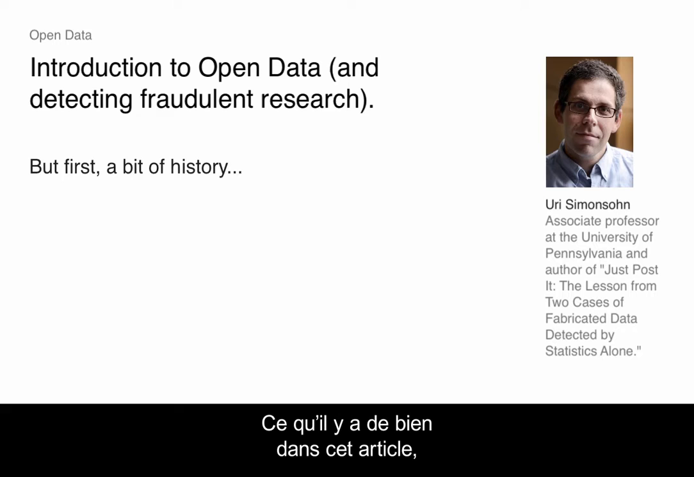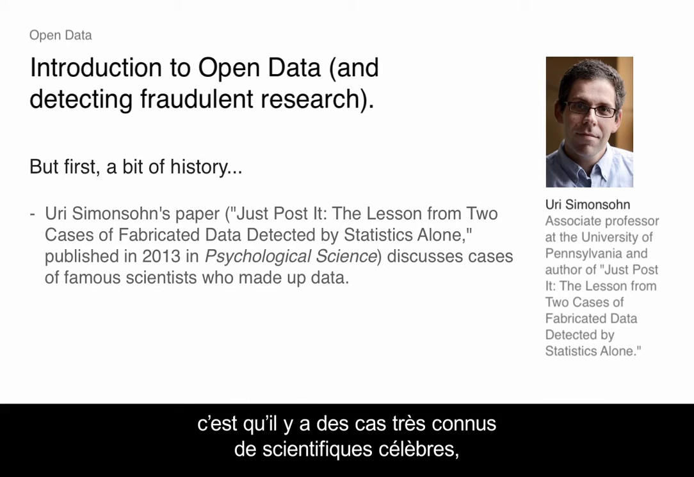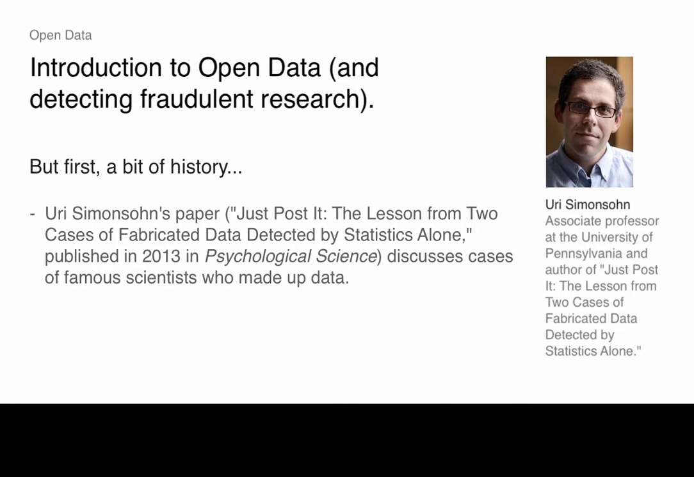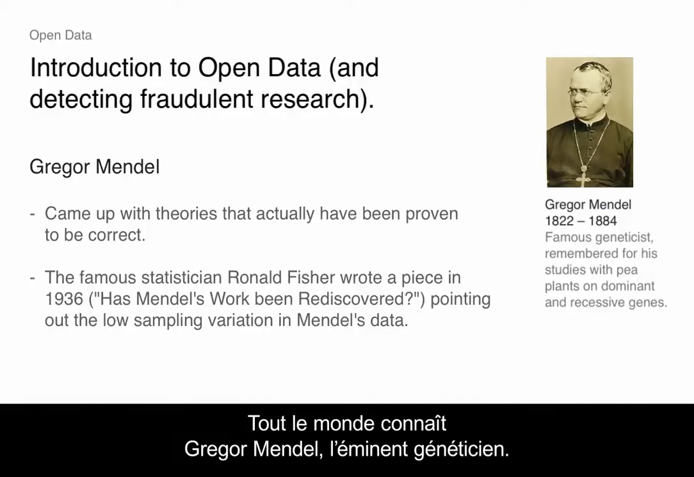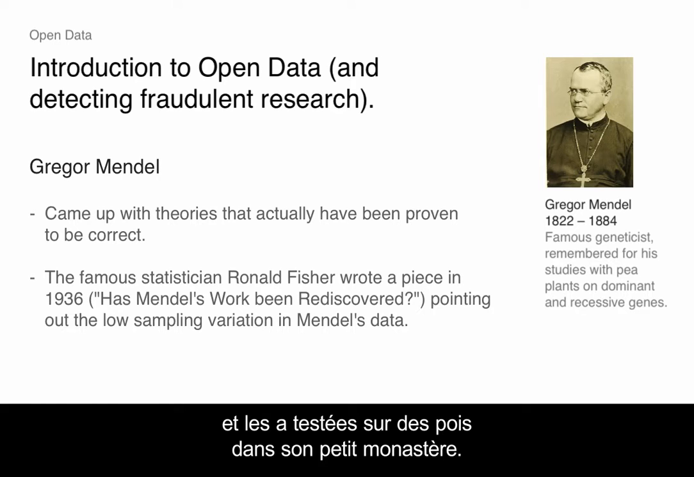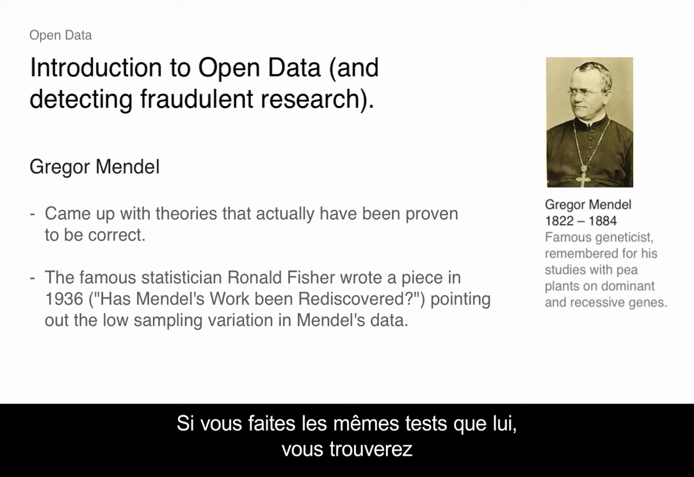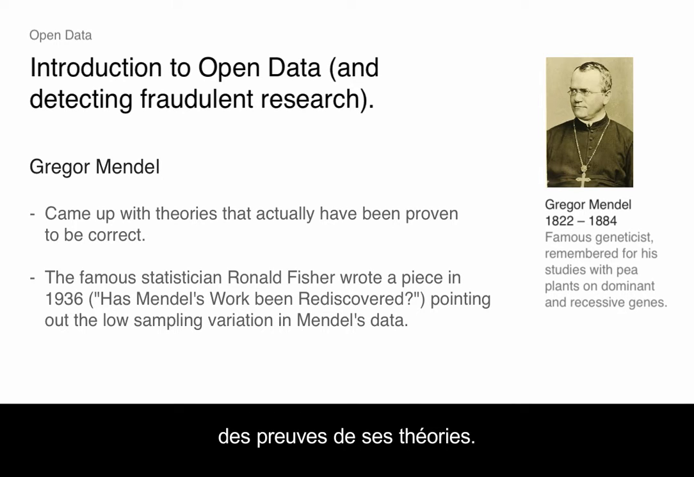So what was kind of neat about this paper, there's a lot of really famous cases of famous scientists who made up all their data. And it's really kind of scandalous. So I remember being in grade school and middle school and learning about Gregor Mendel. So everybody knows Gregor Mendel, famous geneticist, came up with all these ideas about dominant and recessive genes and tested them with these pea pods in his little monastery. And he came up with these theories that actually have been proven to be correct. Like actually, if you go and test what he said he was testing, you find proof for his theories. He was totally right.